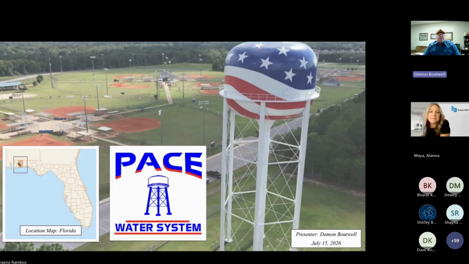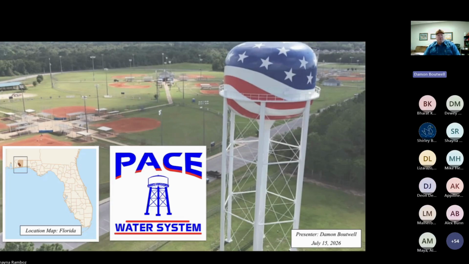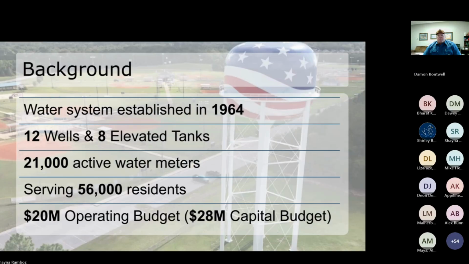Good afternoon, everyone. Appreciate the opportunity to be with y'all. We're a little further along the way. We're one of the ones that did complete our AMI transformation. Again, we're in Northwest Florida. We're a small to medium rural water system established in 1964.